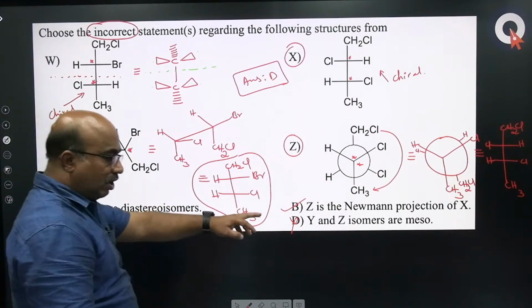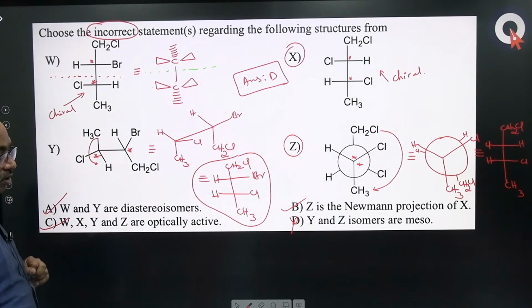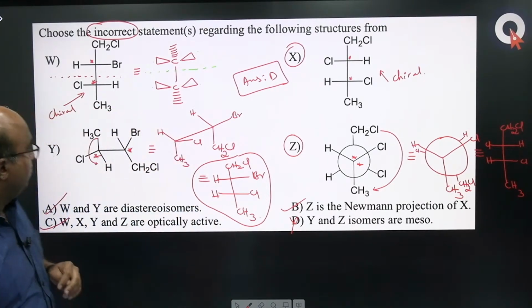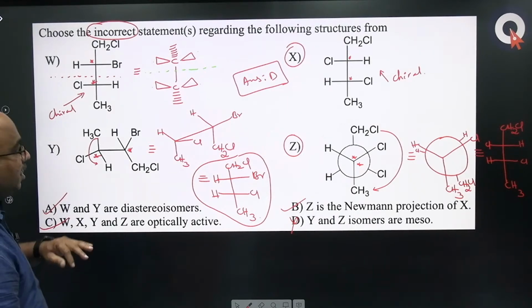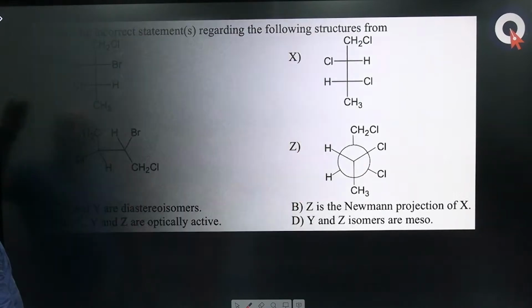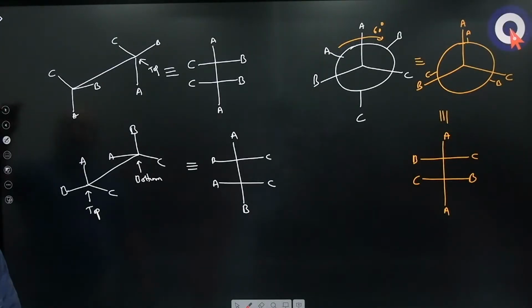So these statements are correct, but we have to pick the incorrect one. Okay. So I think it is clear. Just go through once again, if required.